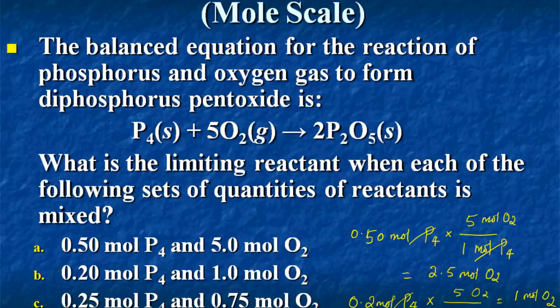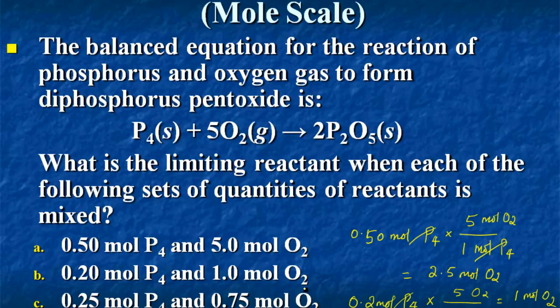Now you look at the question. How much is given to you? You are given that much amount, right? You need 1 mole and 1 mole is given to you. So there is no limiting reactant. It will react completely. Both of them, P4 and O2, will react completely as it is given. There is no limiting reactant or no excess reactant.